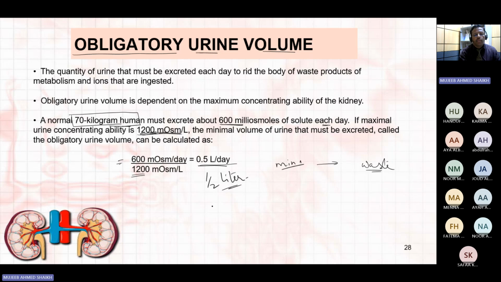If suppose he is passing only 300 ml in 24 hours, what will happen? The waste products will increase in the body. Their concentration will go on increasing and they will have side effects or abnormal effects on the body. So that's why it is said that the minimum amount of urine a person must pass is about 0.5 liter or 500 ml per day. Why? Because a minimum of 600 milliosmol has to be excreted by the person.